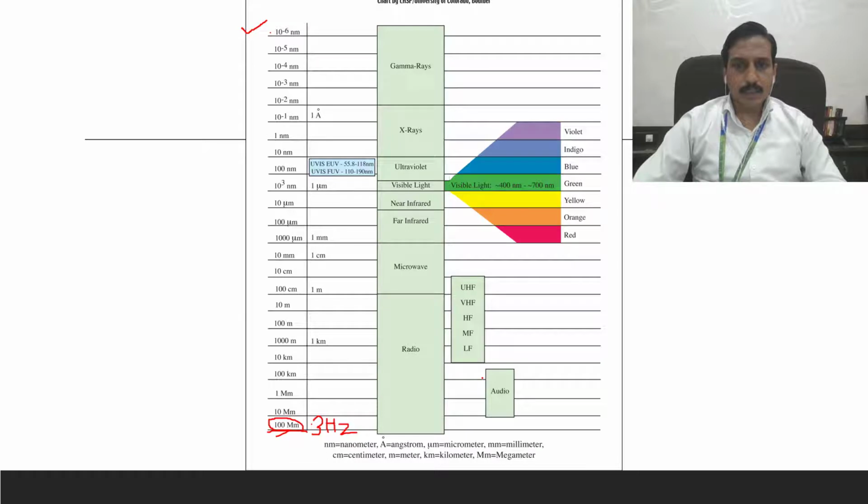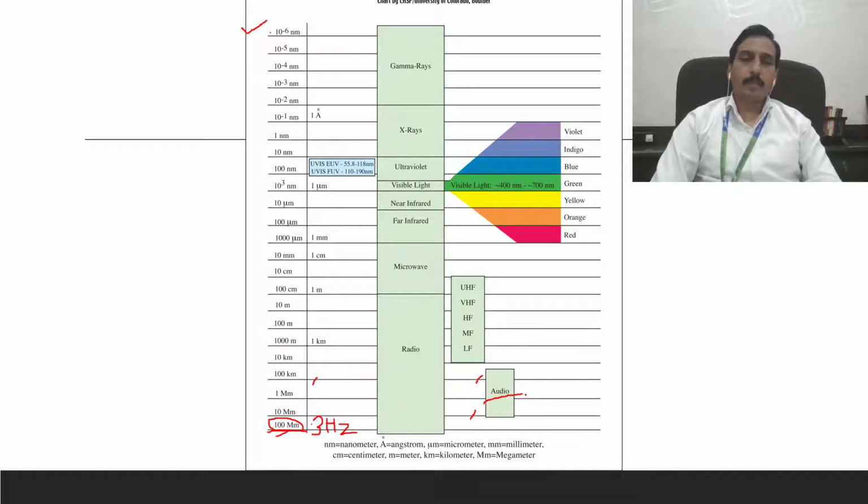So you can see here audio is represented for these two ranges, meaning those ranges from 100 megameters to 100 kilometers. So 100 kilometers can be, you can say, 3 kilohertz of the range. So from 3 hertz to 3 kilohertz of the range is given to the audio in our electromagnetic spectrum. So this is called an application.